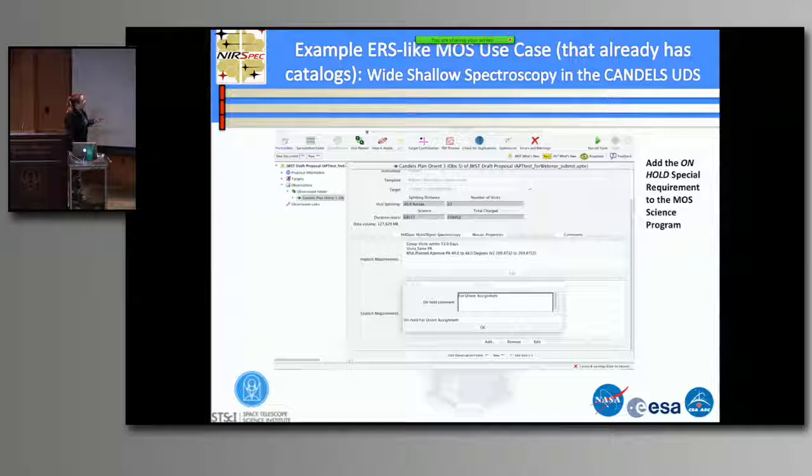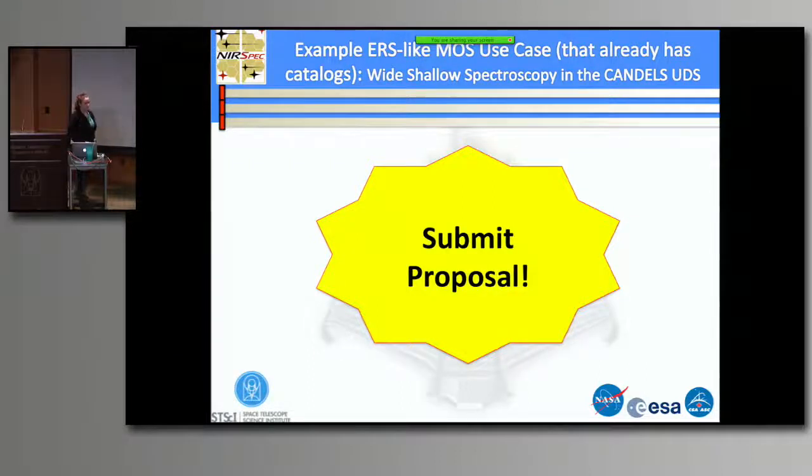Then at the end, I added my on-hold special requirement to the MOS science program. In my observation, there's a tab called Special Requirements. I clicked Add on the explicit requirements and selected the on-hold. The comment in the on-hold is "on-hold for Orient assignment." So I have populated the template, added my on-hold requirement, and submitted the proposal: a 1,000 source spectral survey in the CANDELS UDS field. So, any questions?